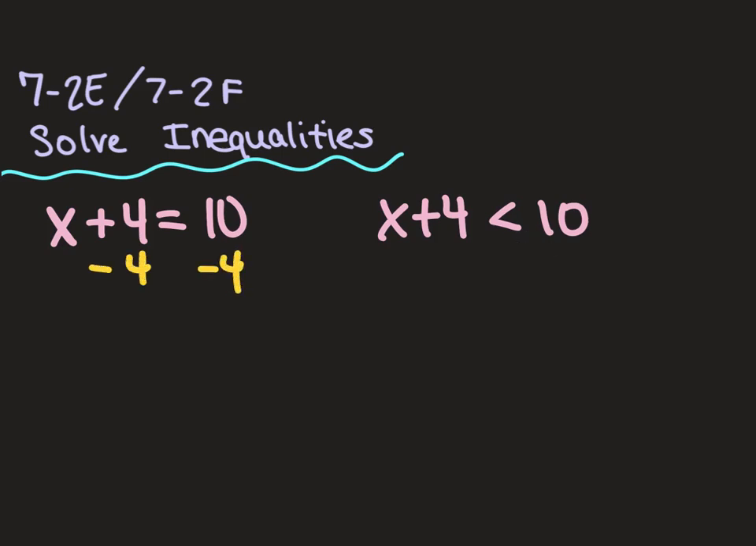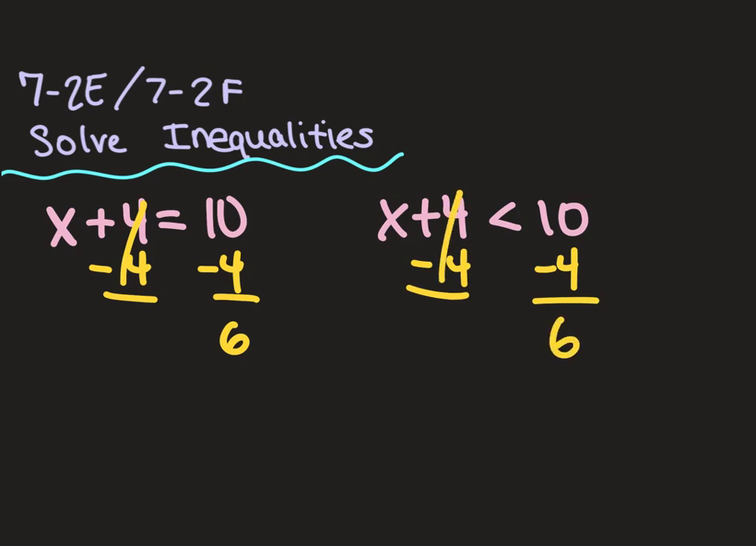Minus 4, cross out, what's my answer? In both cases, we get a number of 6. However, when we did the equation, x equaled 6 and only 6. Today, x is going to equal 5, 4, 3, 2, 1, all the negative numbers, the decimals, the fractions, everything less than 6.